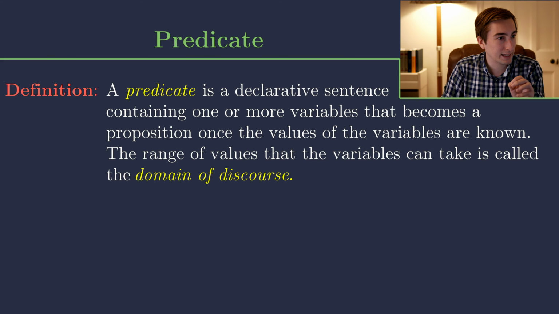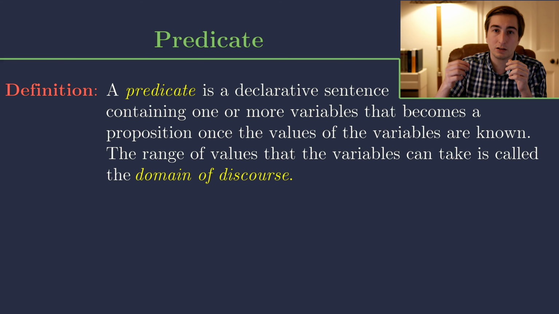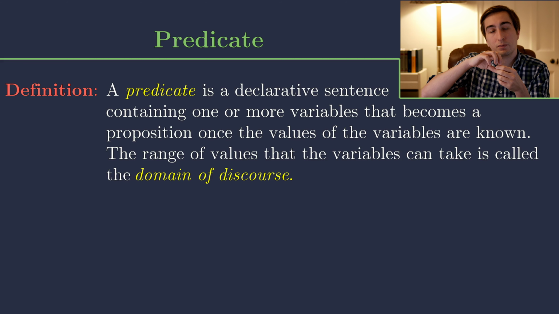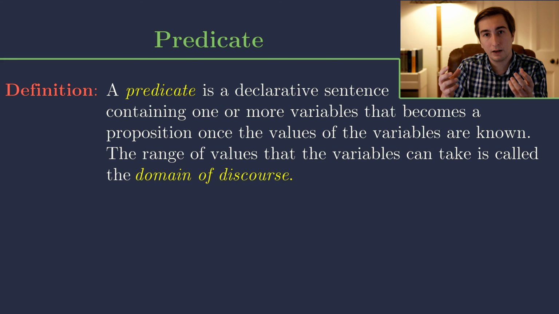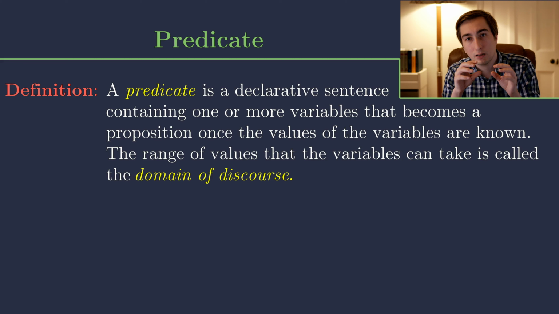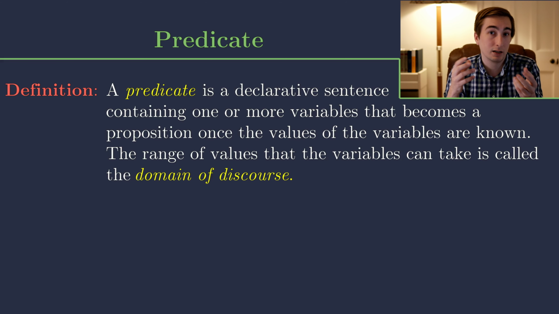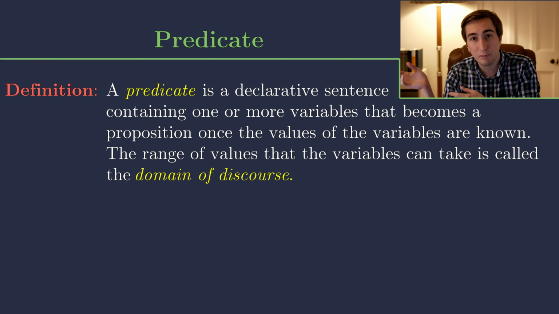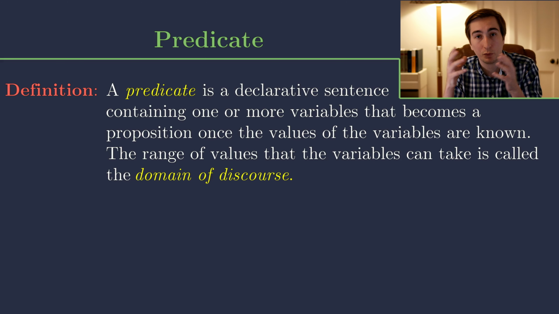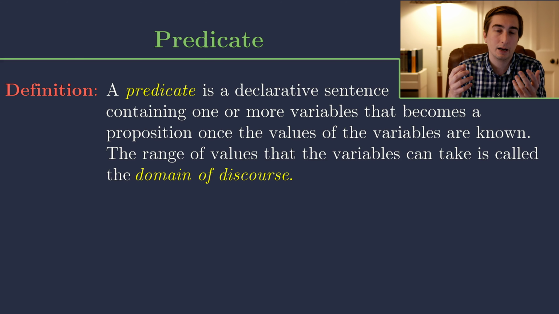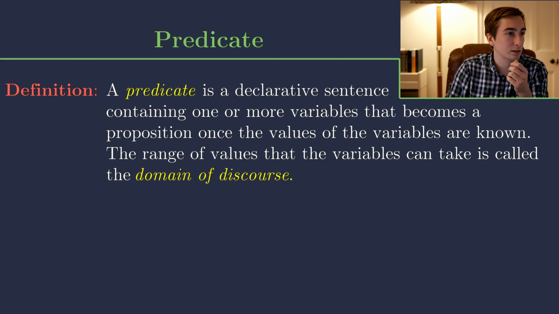And just to reiterate, the domain of discourse is the set of values, or the range of values, over which the variables can run. In this case, it could be numbers, it could be people, it could be animals, it could be fruits, it could be whatever, but we define that when we describe what our predicate is.